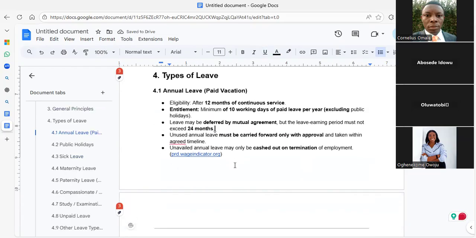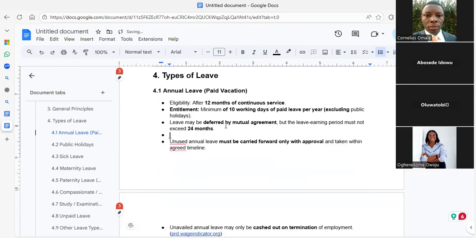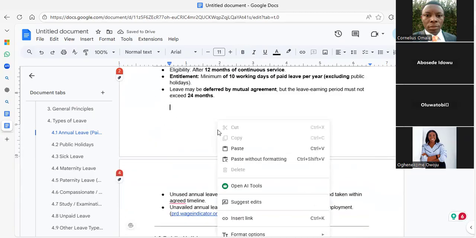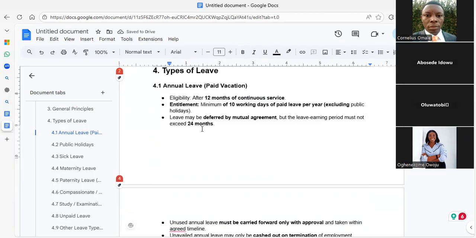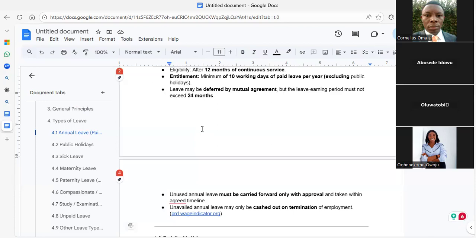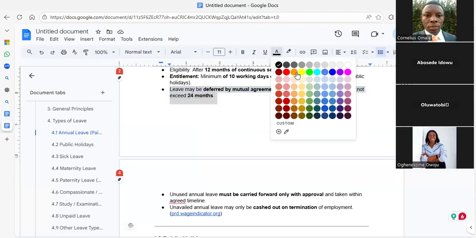So leave may be deferred by mutual agreement, but the leave earning period must not exceed 24 months. In this case, this depends on the management. So in the employee handbook, sometimes we have to state clearly that if you don't take your leave this year, you cannot take it again. You have to state it clearly. Whatever your agreement is in your company, you have to put it here.